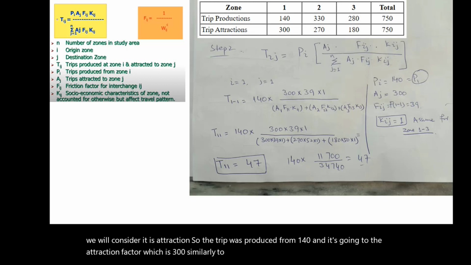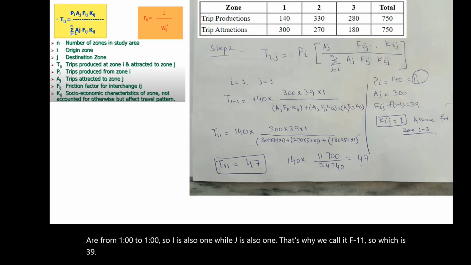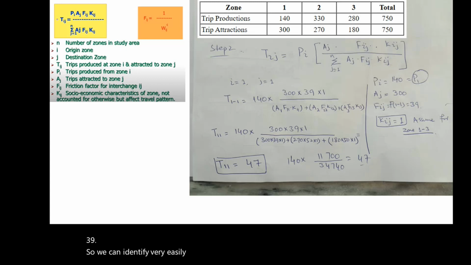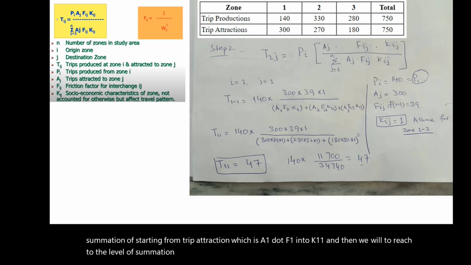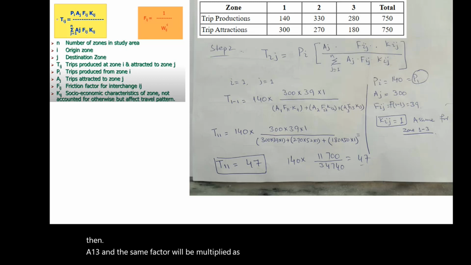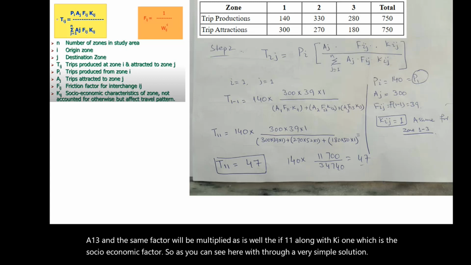Similarly, to identify F11, or from 1 to 1, I is also 1 while J is also 1. That's why we call it F11, which is 39. So we can identify T11 very easily. In the denominator, you can see that we have the summation starting from trip attraction, which is A1 dot F1 into K11. Then to reach the level of summation, we will basically add the attraction for each zone, like A11, A12, and then A13. The same factor will be multiplied as well, the F11 along with Ki1, which is the socio-economic factor. So as you can see, through a very simple solution, we can determine T11.